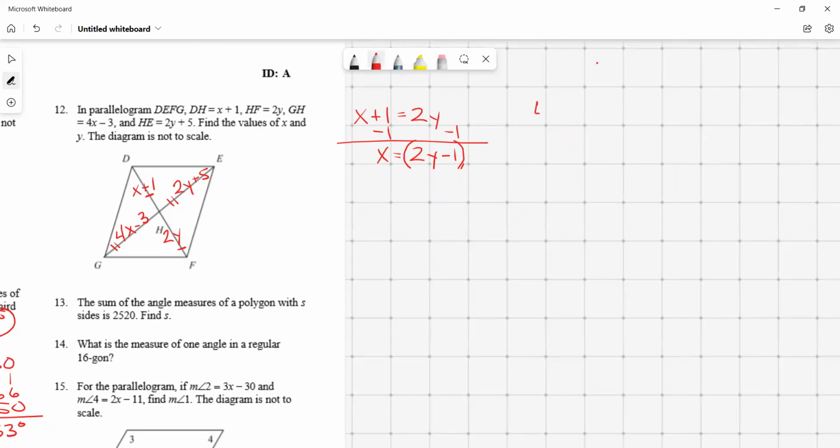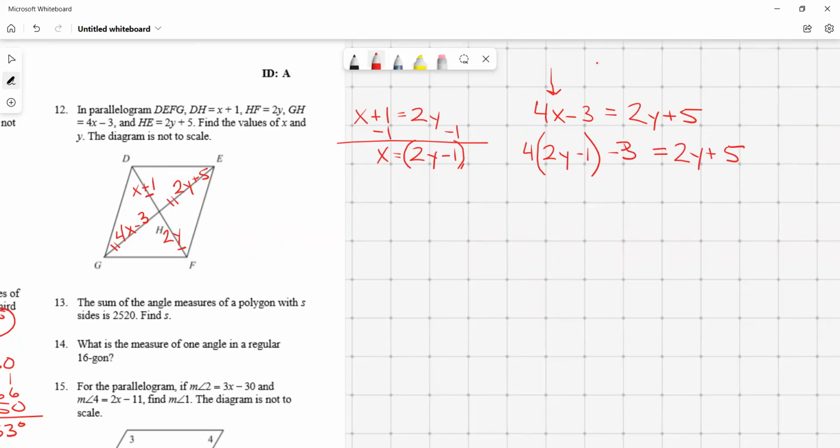So if 4x minus 3 equals 2y plus 5, and I know what x equals, I substitute it right here. So I get 4 times 2y minus 1, minus 3, is equal to 2y plus 5. Just write it down right now and we'll come back to it because I'm trying to record this.